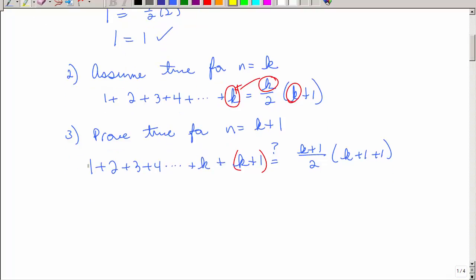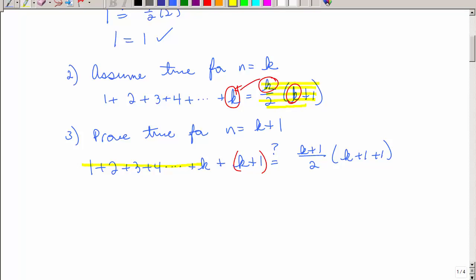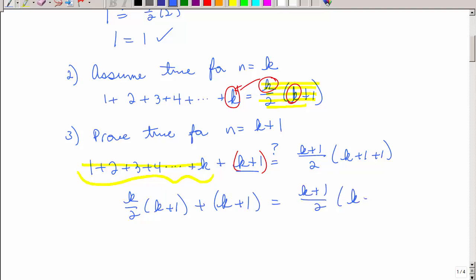So we look at this and we go, hey, I already know what that equals. We assumed it to be equal to that. So I can replace this statement with what it's equal to, which is k over 2 times k plus 1. And now I'm adding the next term. And I want to see, does it equal k plus 1 over 2 times k plus 2?